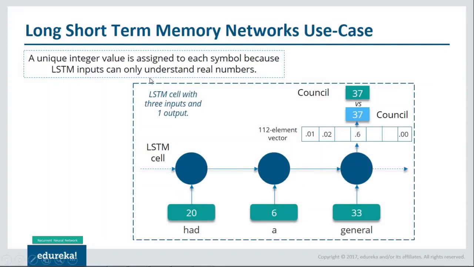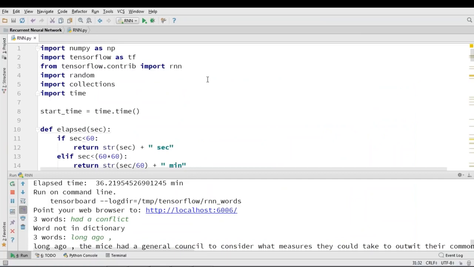Now I'll quickly open my PyCharm and I'll show you how you can implement it using Python. We'll be using TensorFlow, which is a popular Python library for implementing deep neural networks, or neural networks in general. All right, so I'll quickly open my PyCharm now. So guys, this is my PyCharm, and over here I've already written the code in order to execute the use case that we have. So first we need to import the libraries. NumPy for arrays, TensorFlow, we know TensorFlow.contrib. From that we need to import RNN, then random, collections and time.